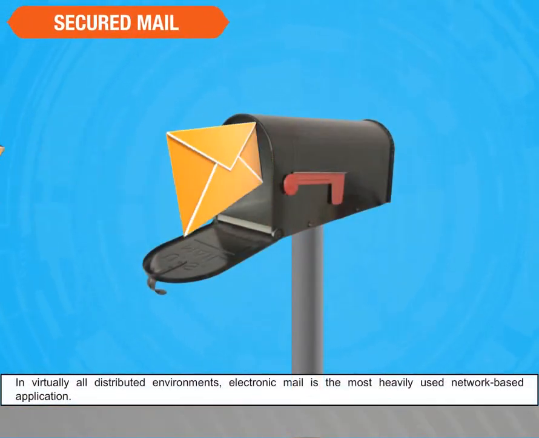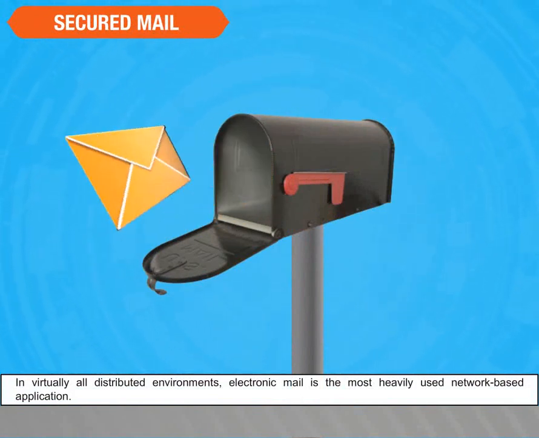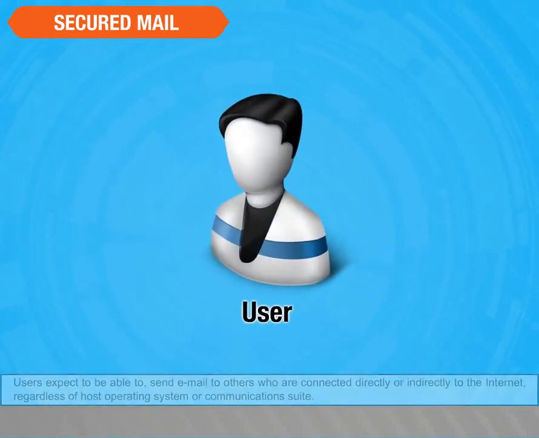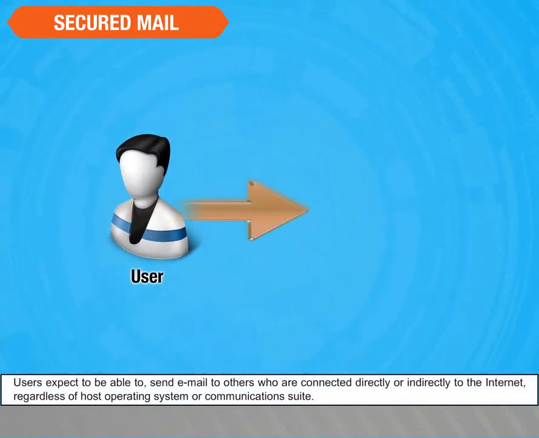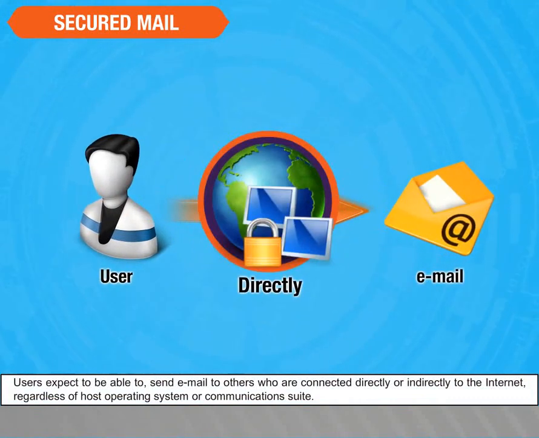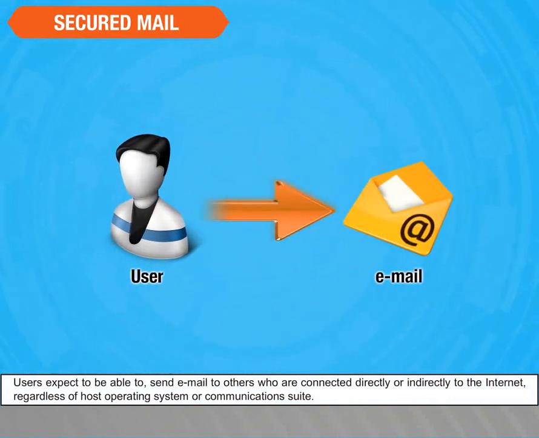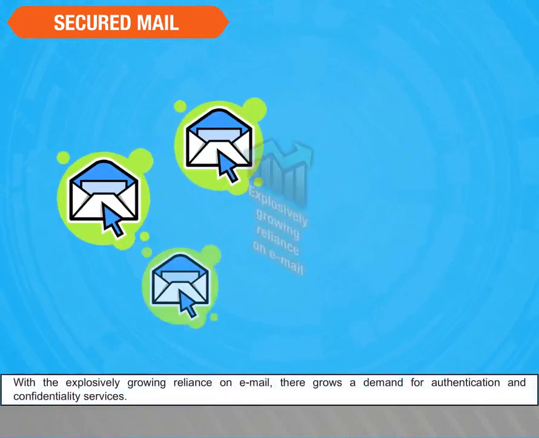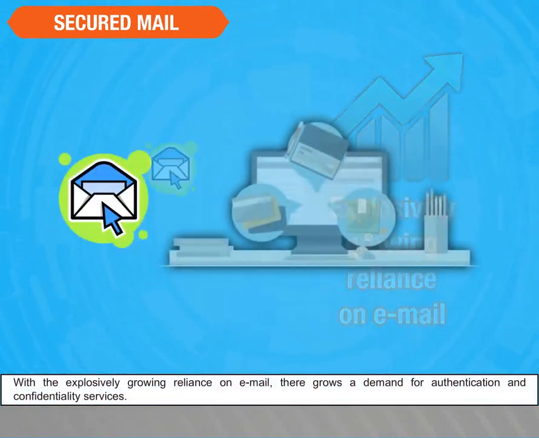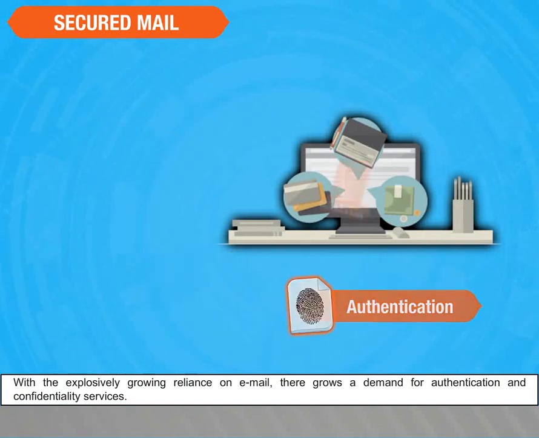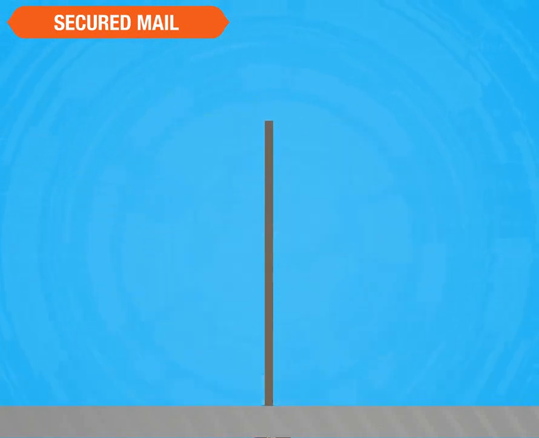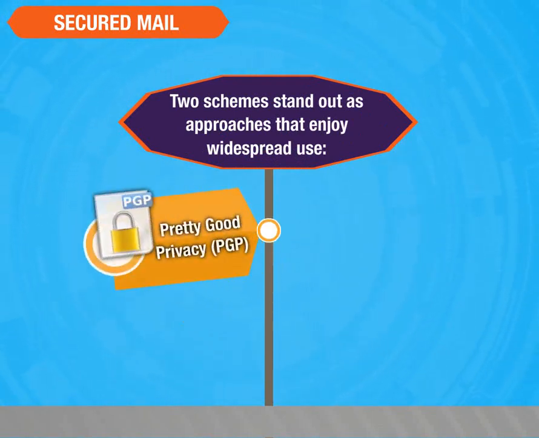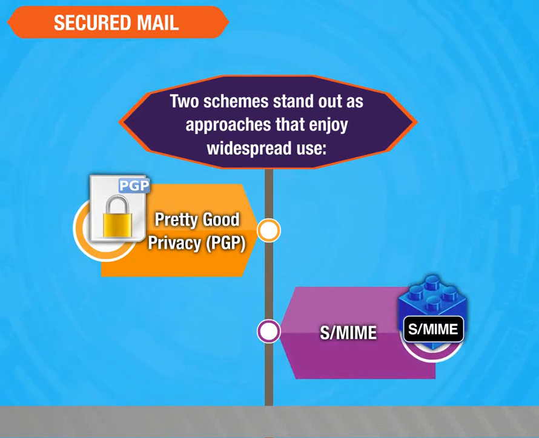In virtually all distributed environments, electronic mail is the most heavily used network-based application. Users expect to be able to send email to others who are connected directly or indirectly to the internet, regardless of host operating system or communication suite. With the explosively growing reliance on email, there grows a demand for authentication and confidentiality services. Two schemes stand out as approaches that enjoy widespread use: Pretty Good Privacy (PGP) and S/MIME.